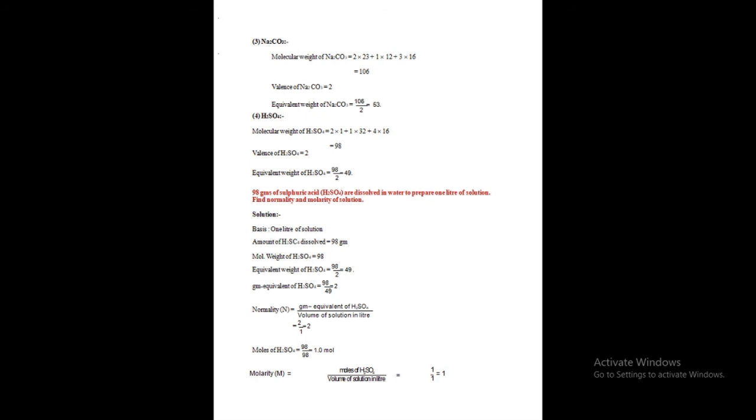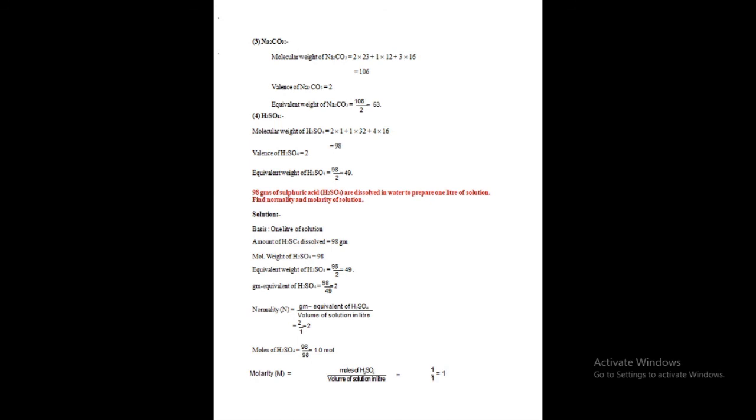Second question, molarity. Molarity formula is moles of solute divided by volume of solution in liter. In this case, sulfuric acid is the solute, so moles of sulfuric acid divided by volume of solution in liter. The volume of solution is already known, the given value, take 1. Only the moles of sulfuric acid we want to calculate.